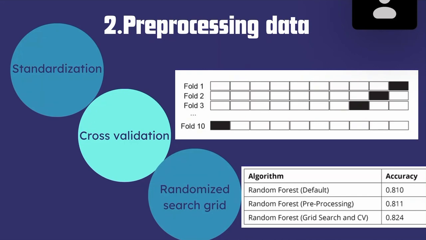And the last one, random grid search. It optimizes a model's hyperparameters by testing a random sample of parameter combinations instead of all possible combinations. This reduces computation time while finding effective parameters. For example, this method improves the accuracy of a random forest model to 82.8%, demonstrating its effectiveness in enhancing prediction.